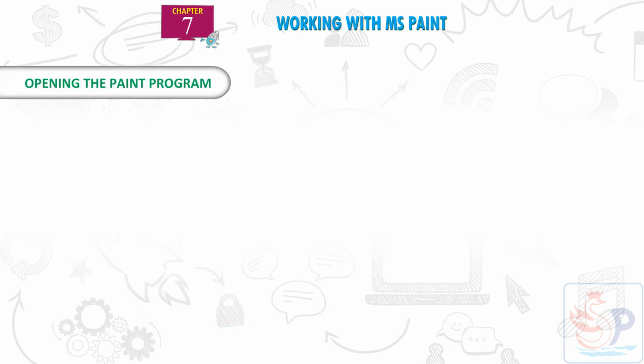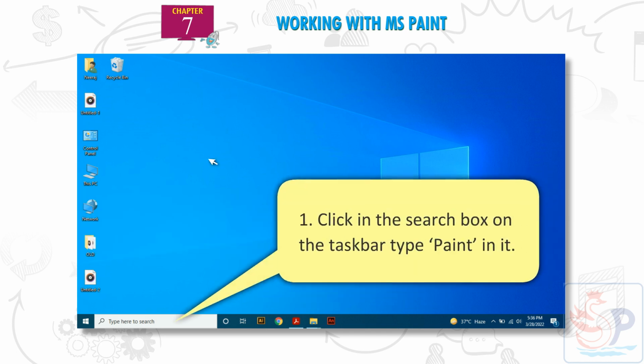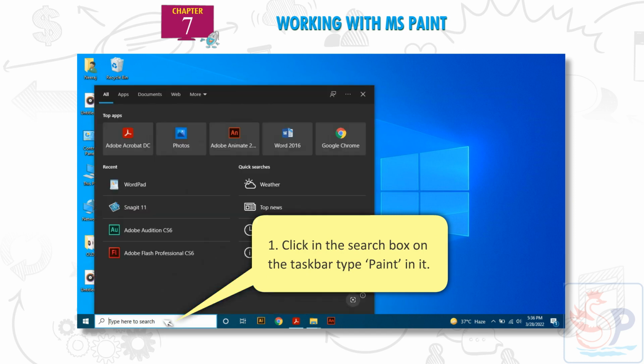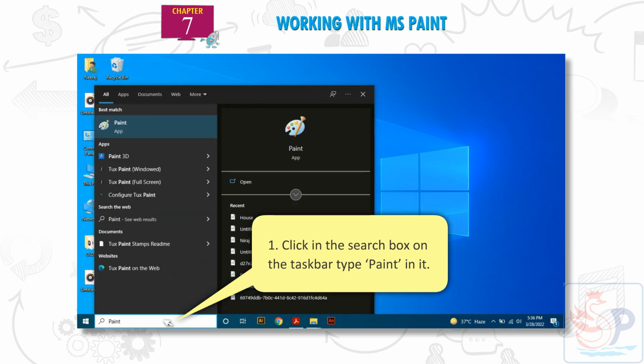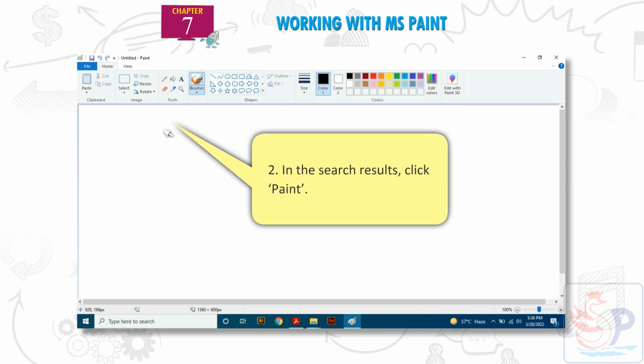Opening the Paint program. To work in the Paint program, we need to open it. The steps to open the Paint program are: 1. Click in the search box on the taskbar, type Paint in it. 2. In the search results, click Paint.